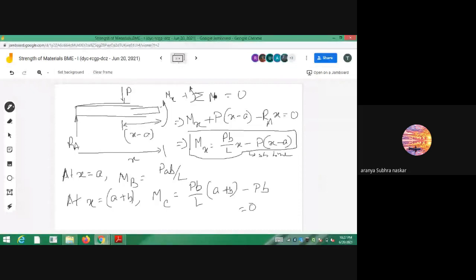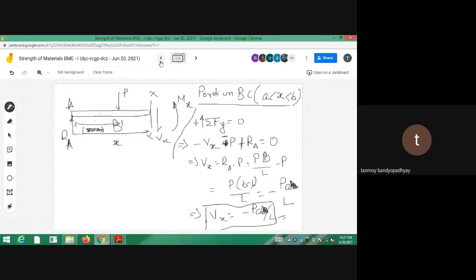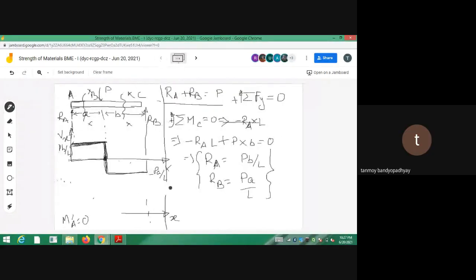Zero is coming. Okay? So now let's complete the SF BM diagram also. Initially the BM diagram was something like this. This was the Mx. So at this point MA is equal to 0. At this point, what is it? At point B it is Pab by L. And at this point it is again 0. MC is equal to 0.